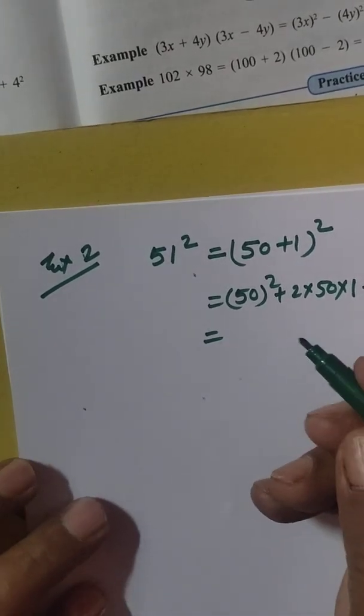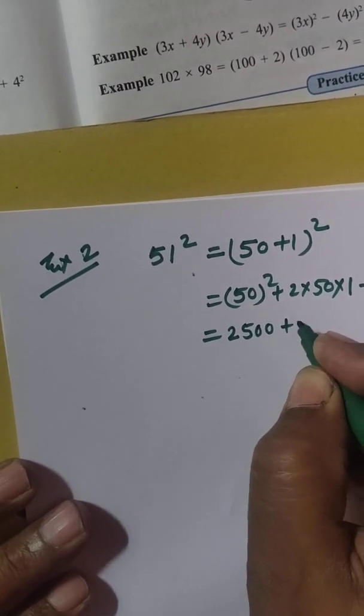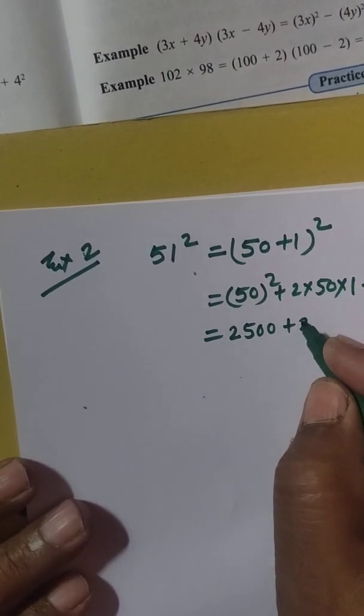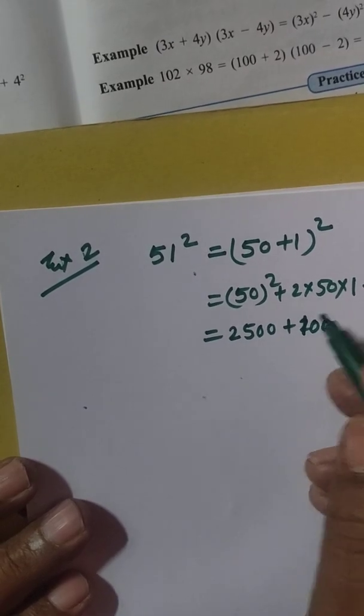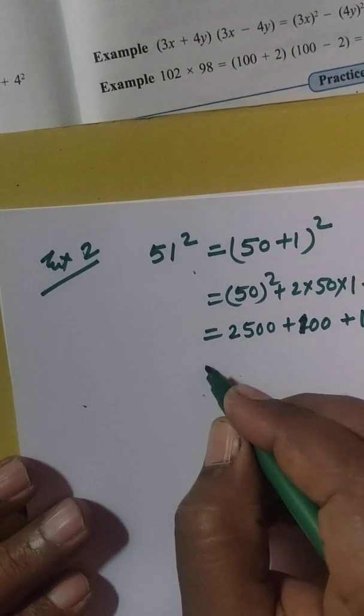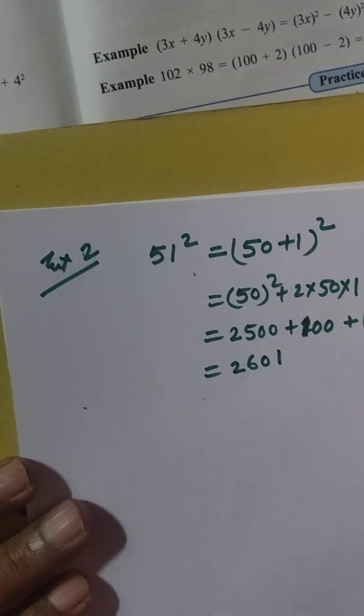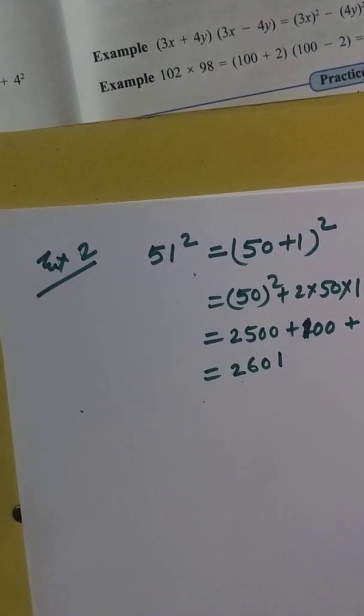This 50 whole square is equal to 2500 plus 2 into 50, that is 100. You can write, and 1 square is 1, so 100 plus 1. Then what you find? 2601. Therefore, by this formula you can solve the algebraic expression. Also, you can expand any number according to this formula. Okay.